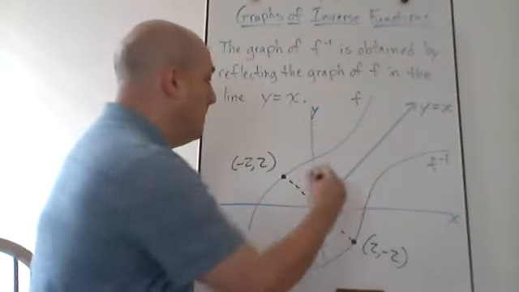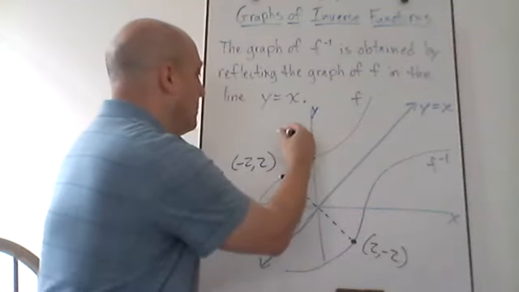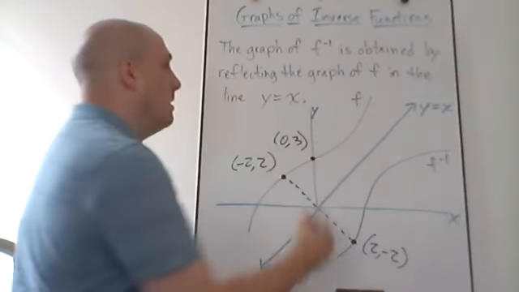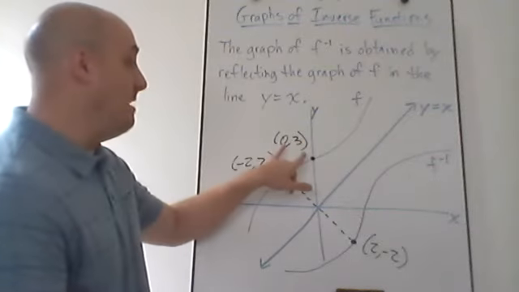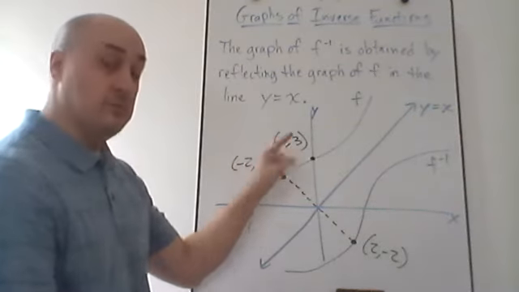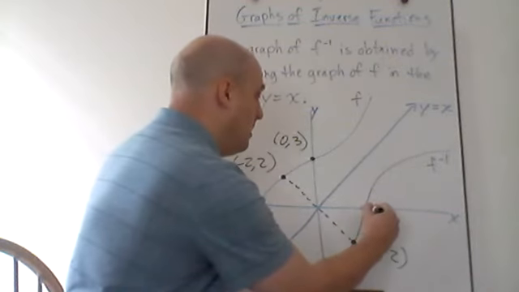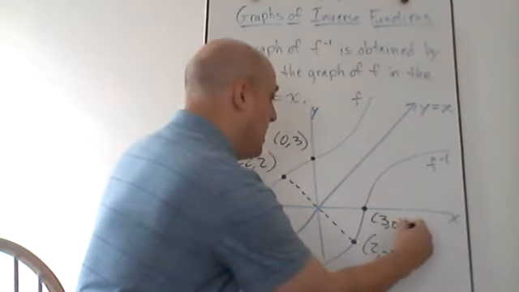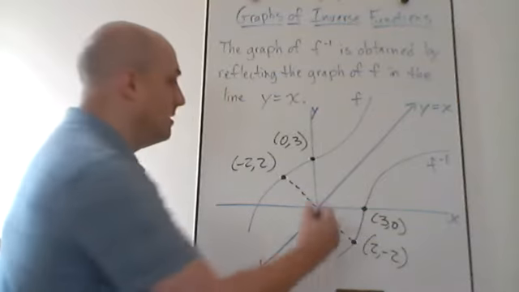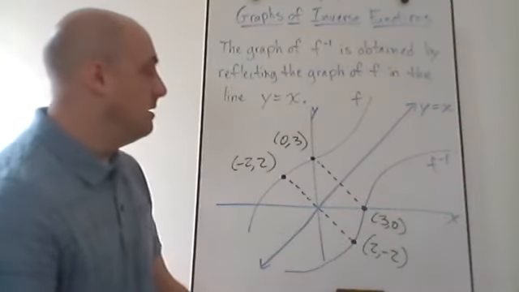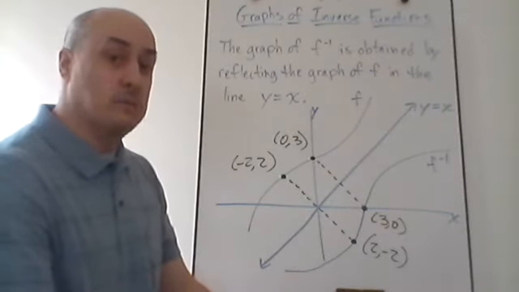To do another point, let's say this point up here that's the y-intercept, so it would be 0, 3. That's a point on the graph of f. If I switch the x and y coordinates, which is what an inverse function does, I get 3, 0, which gives me this point over here, which is the x-intercept of the graph of f inverse. And again, those 2 points are reflections across that diagonal line y equals x.